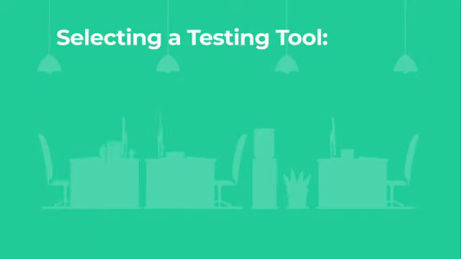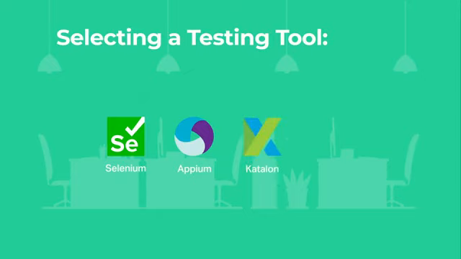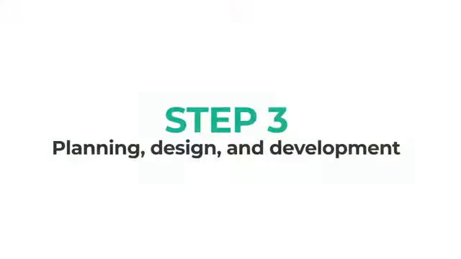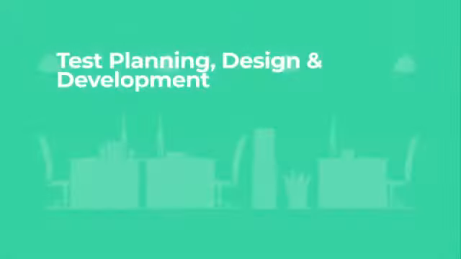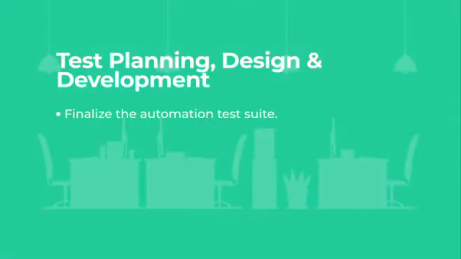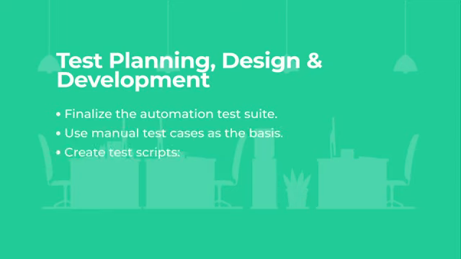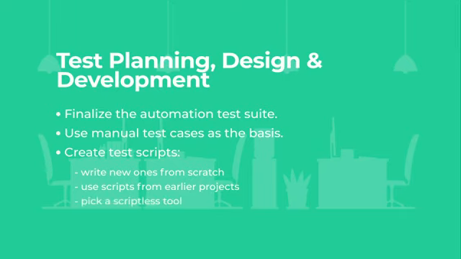Start your search with popular tools for automated testing, like Selenium, Appium, Katalon, Ranorex. They are highly functional and come with good support. At this stage, a testing team is to finalize the list of tests that will be automated. Always use a manual test suite as the basis. As for the test scripts, you can write them from scratch, look for previously used scripts to apply with some slight modifications, or choose scriptless tools that don't require coding skills.